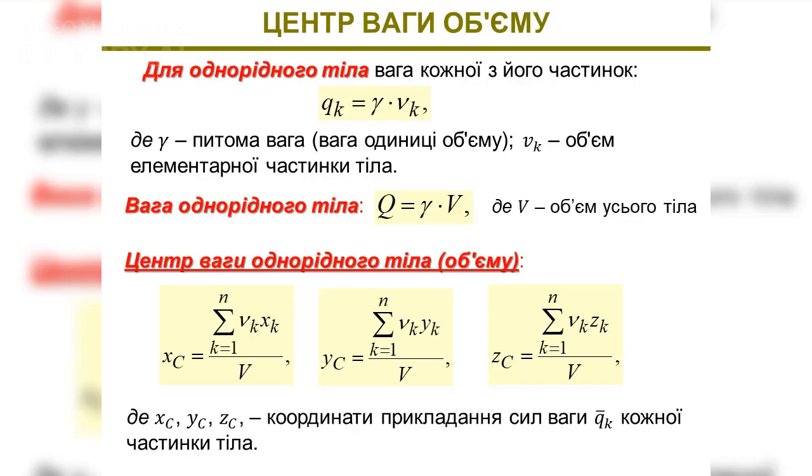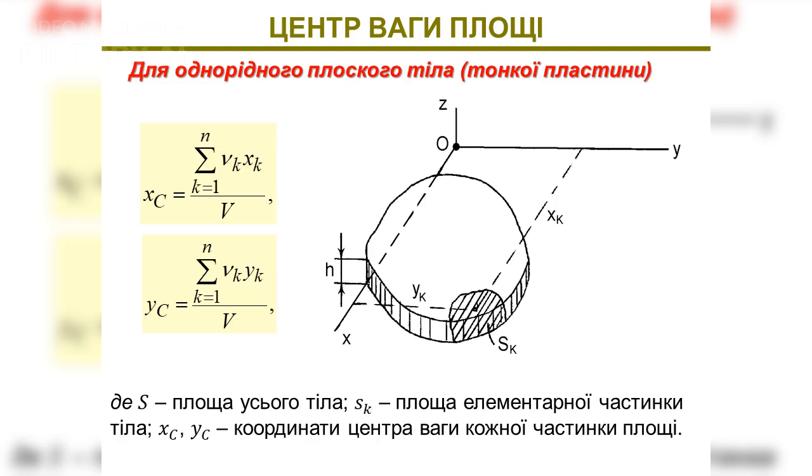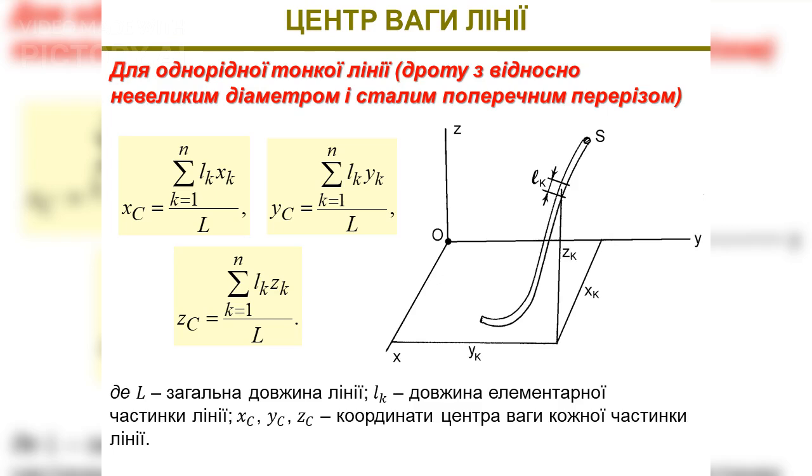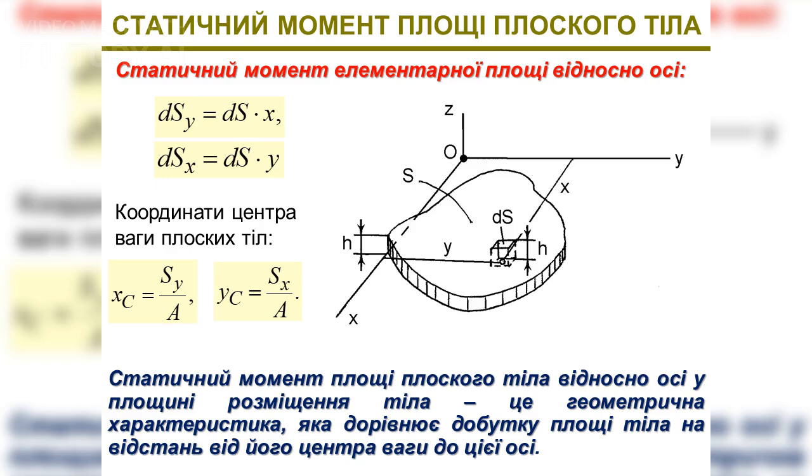For a homogeneous body, the center of mass is determined by the specific weight and volume of each part of the body. For a homogeneous flat body, the center of mass is determined by the area of each part of the body. For a homogeneous thin line, the center of mass is determined by the length of each part of the line. The static moment of an area relative to an axis is a geometric characteristic equal to the product of the area and the distance from the axis to the center of mass.